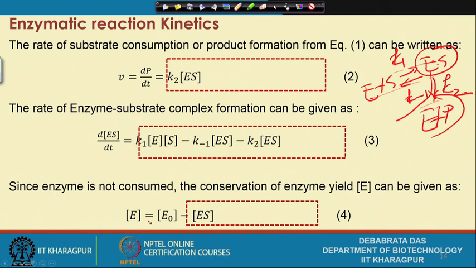So, now one thing we shall have to remember: the enzyme concentration at any point of time, E0 is the initial enzyme concentration, equal to free enzyme plus bound enzyme. So the concentration of free enzyme E, I can express as E0 minus ES.